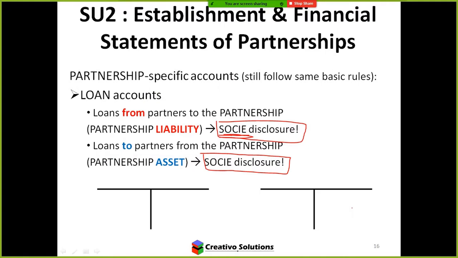Just to go through it again quickly, what I highlighted here in terms of the loan accounts: the loan can either be to or from the actual partners. If the loan is from the partner, you borrow from, so it's a liability, but it's the partnership's liability. So it'll be disclosed in the statement of changes in equity. The other one is loans to the partners. If I'm giving a loan to a partner, it's a partnership asset. So you disclose that in the statement of changes in equity. Those are the two loans that you get.